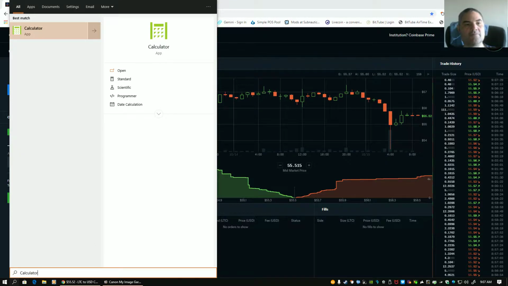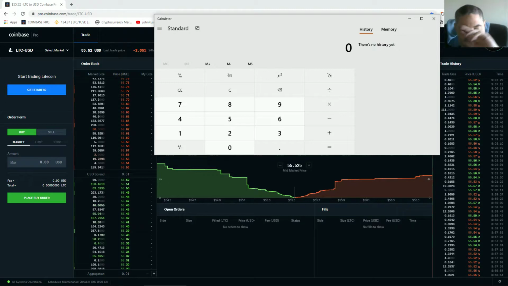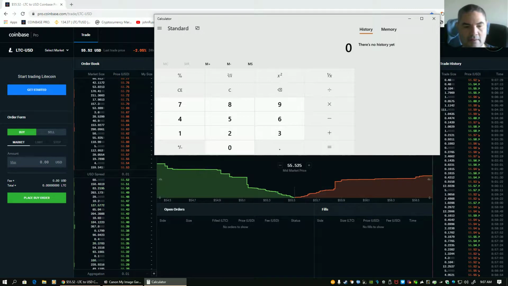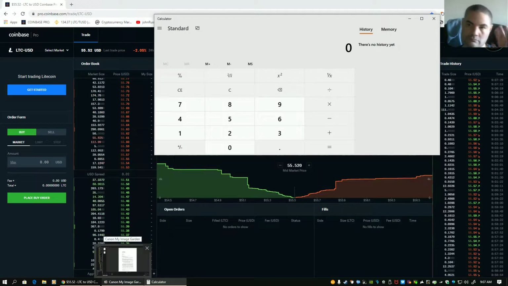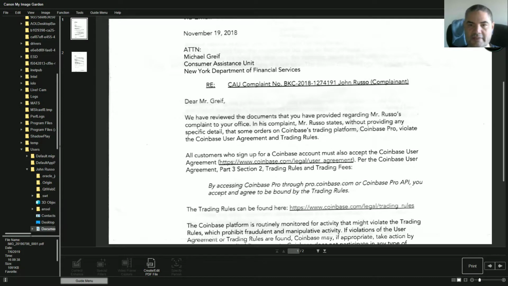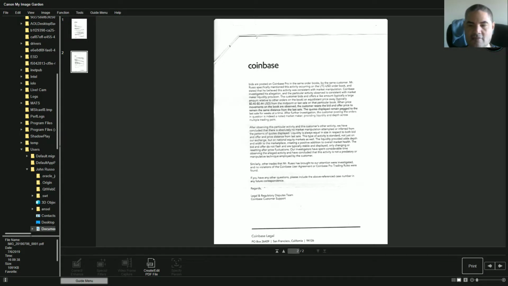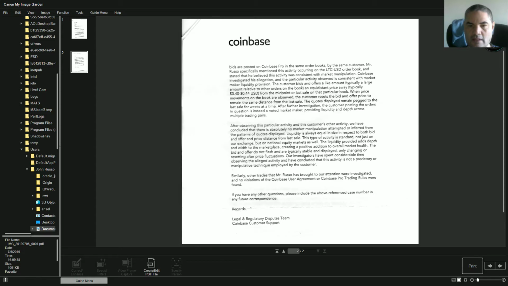The first thing we have to do is identify the trades from the market maker. We have to identify them. As you can see here in this letter, I successfully did that. Coinbase has confirmed that the trades I identified are the market maker's. Now, how do we identify the market maker's trades?